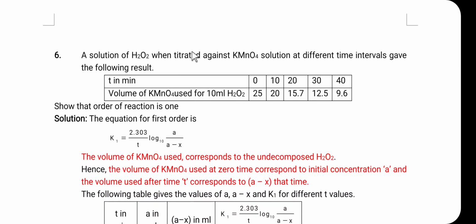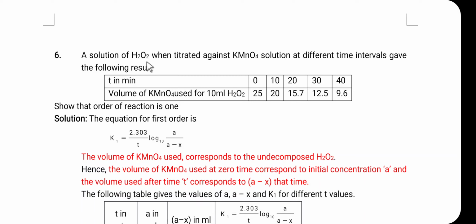Then the next problem: a solution of H2O2 when titrated against KMnO4, that is a potassium permanganate solution, at different time intervals gives the following results. Here in the table the results are given: time in minutes and volume of KMnO4 used for 10 ml H2O2. Here, friends, we have to show that the order of reaction is 1.